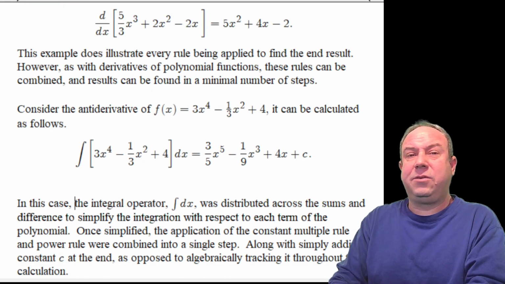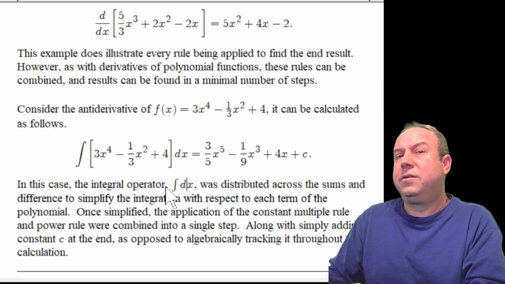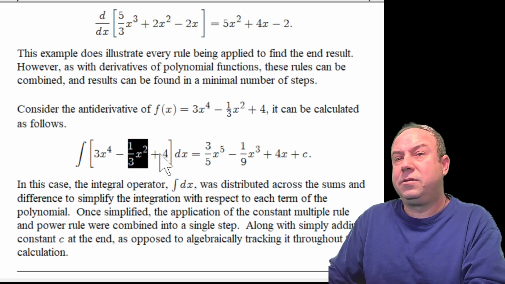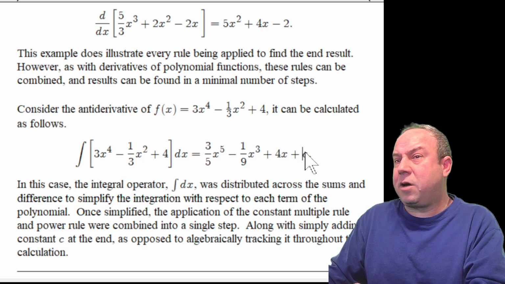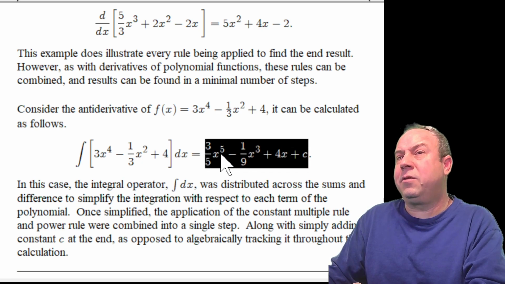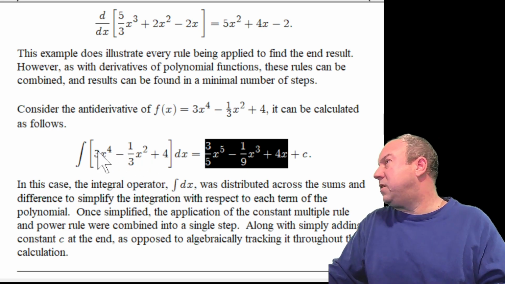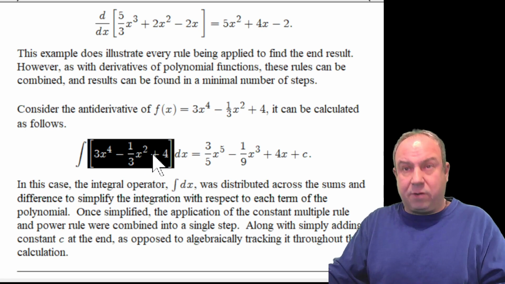So in this case, it was distributed across the sums and differences, as we had seen. Those constant multiples were factored out, and the power rule was applied in each of these terms. And once simplifying all those arbitrary constants, we end up with this statement in the end, where if I take the derivative of these first three terms, it does yield me the argument 3x to the fourth minus 1/3 x squared plus the value of 4.